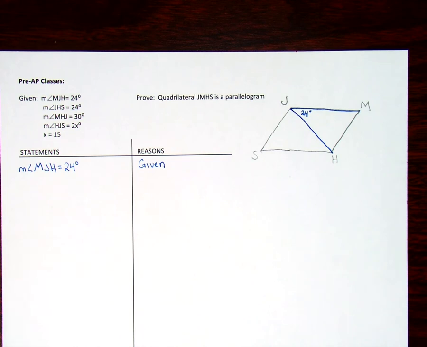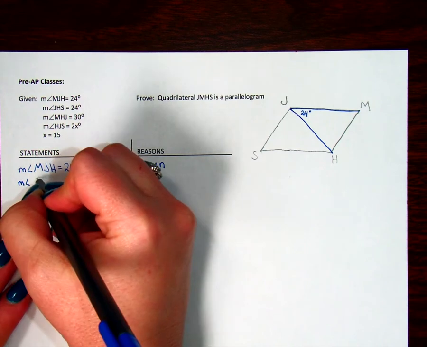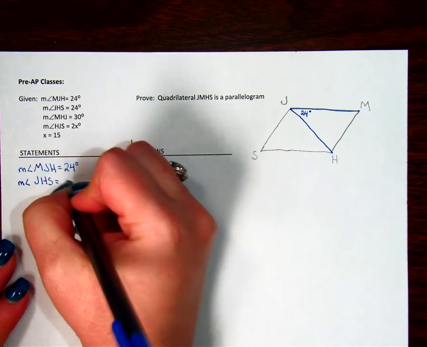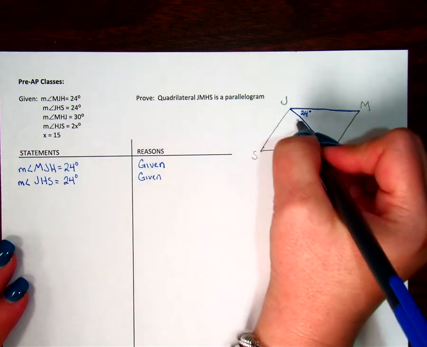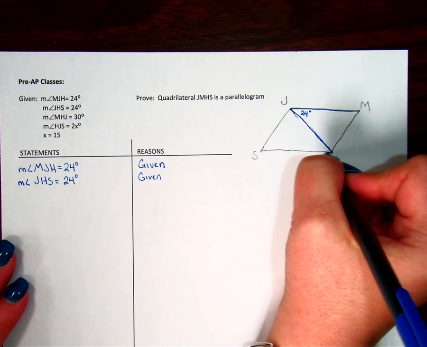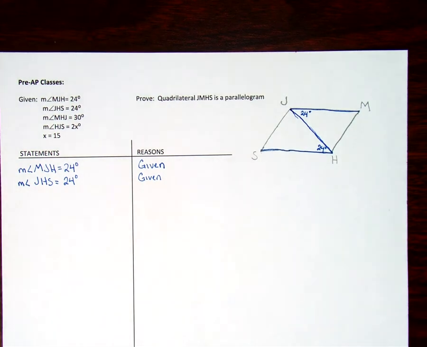Okay, then my next given is the measure of angle JHS is 24 degrees. So I'm going to write that down. The measure of angle JHS is also 24 degrees. That is given to me. JHS, that's going to be this angle here, is 24 degrees. So those aren't really opposite angles, right? I know if I'm trying to prove I have a parallelogram, if I can show opposite angles are congruent, then I can say, yes, I do indeed have a parallelogram because both pairs of opposite angles are congruent. But I don't have the whole angle. I just have part of the angles.